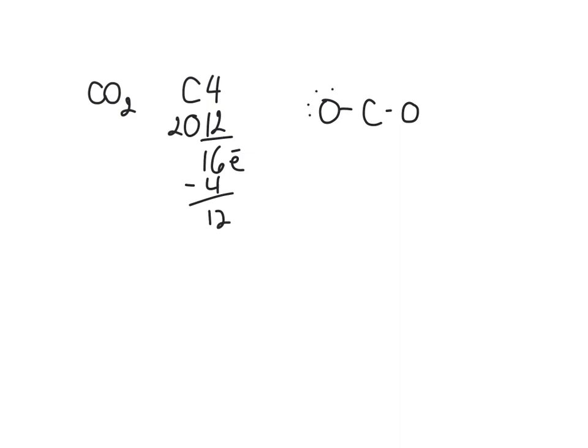1, 2, 3, 4, 5, 6. Again, 1, 2, 3, 4, 5, 6. So now oxygen's happy. Each one has 8, but I have used 8, 16 electrons. I only had 16, so I'm short. Well, I am short, but short on electrons. So, if you're short on electrons, make a double bond. This way, more electrons are shared.